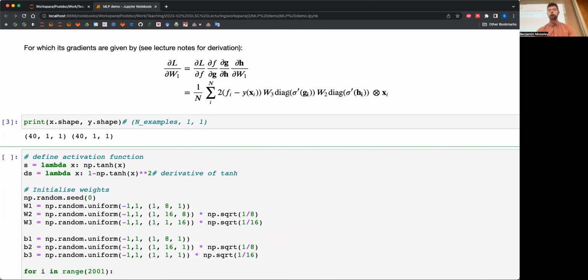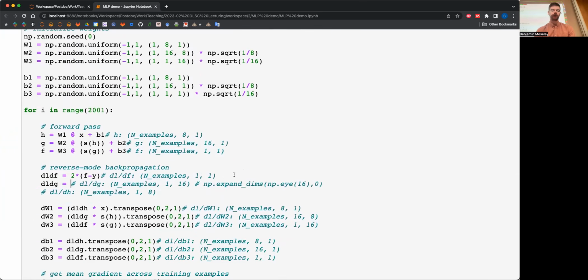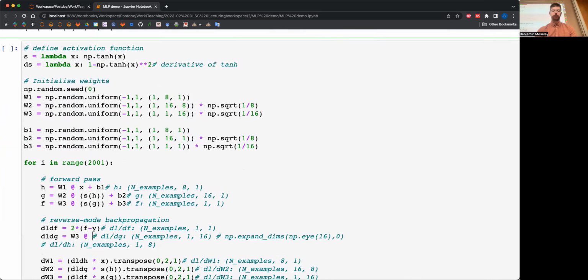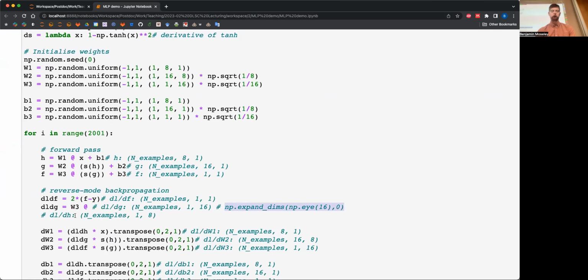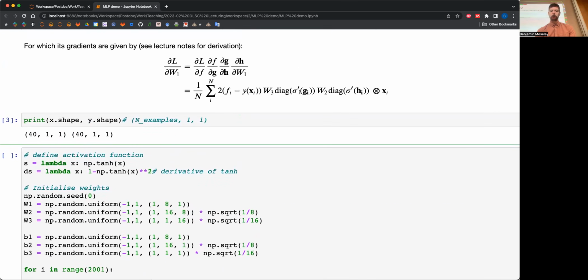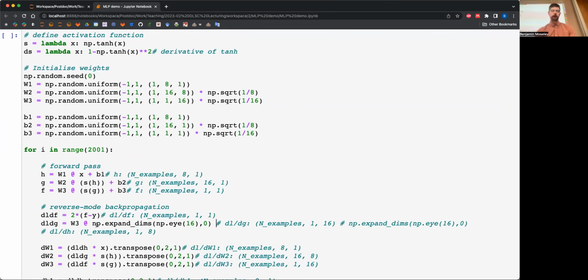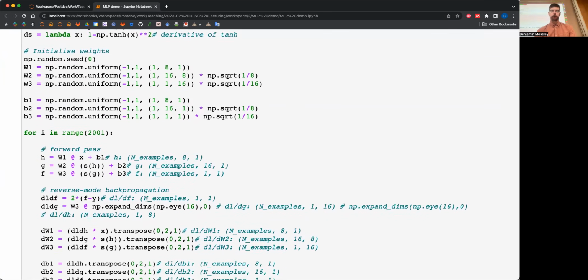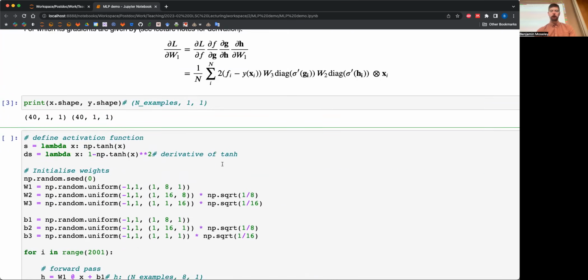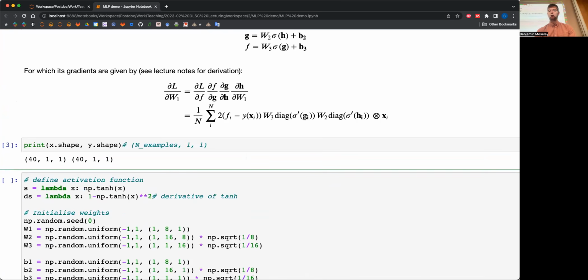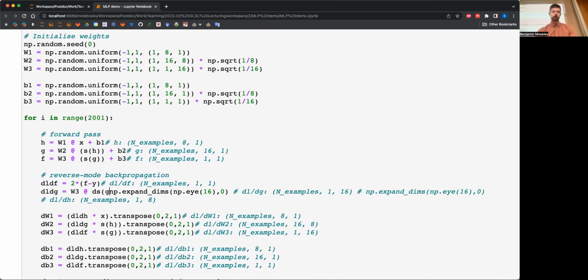So W3 diag times this. So we do W3. Again, this is a matrix multiply. And there's this expression here that you can just use to get a diagonal matrix in NumPy. And we're going to times that by the derivative of our activation function. So that's ds as a function of G here, like this.